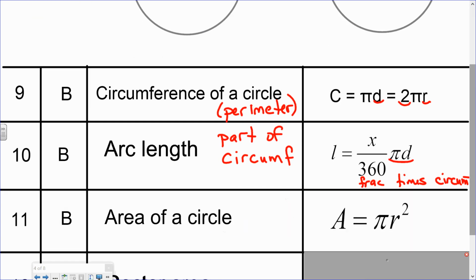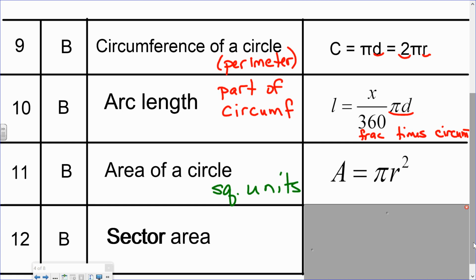And since area is going to be in square units, it helps me keep them straight because the area formula has the square in it, pi r squared. So since I have square units, that needs the square formula. Circumference is just regular units, so it does not have anything squared in that formula. And we talked about part of the circumference. We're now going to talk about part of the area. A sector is like a piece of pie.